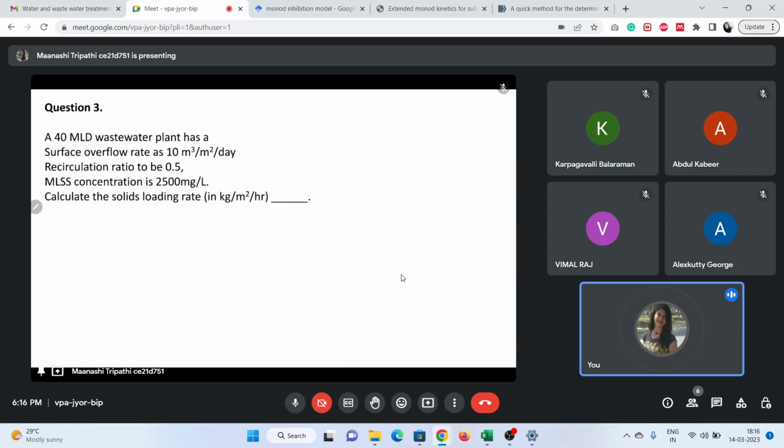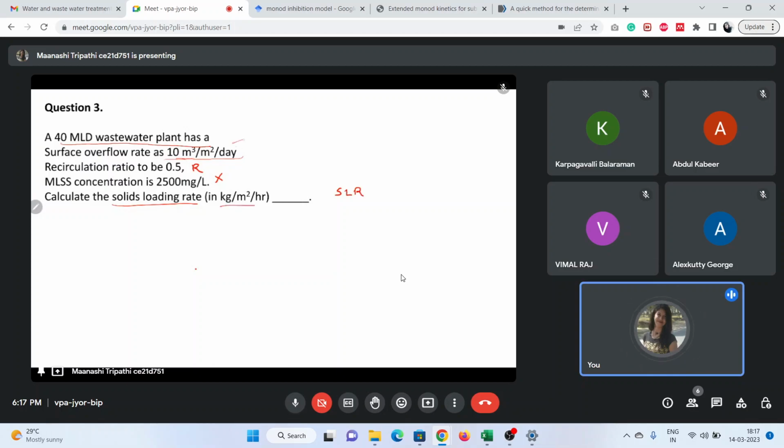Next question is also a numerical type question. Here we have a 40 MLD wastewater plant. We have the surface overflow rate. Just note down the units. Units are very important. We know the recirculation ratio R. MLSS concentration also we know. We need to calculate the solid loading rate, SLR. What is SLR? Note down the unit.